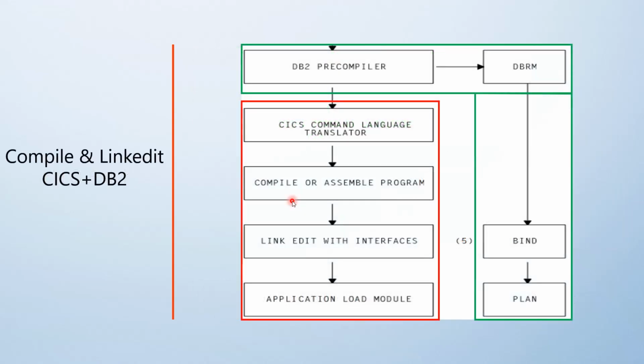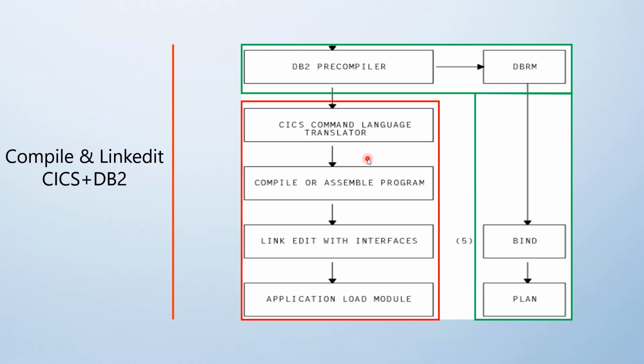Coming to how things are run inside CICS, let's see how compile and link edit happens in CICS. First, let's focus on the red colored box. This red colored box just talks about if you have a COBOL CICS program. Then we will jump on to the green colored box later. You have a source written in COBOL, for example, and in that you have embedded the CICS API commands.